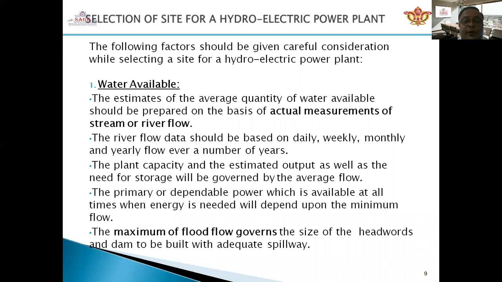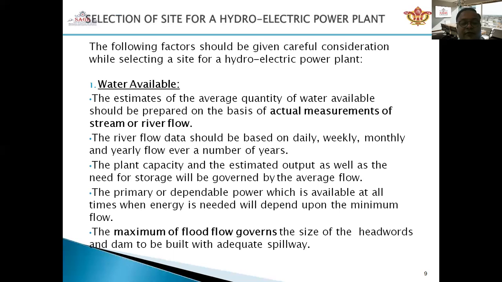Selection of site for a hydroelectric power plant. The following factors should be given careful consideration while selecting a site. First is the water level. An estimate of the average quantity of water should be prepared on the basis of actual measurements of the stream or river flow. The river flow data should be based on daily, weekly, monthly and yearly flow over a number of years. The plant capacity, the estimated output and the need for storage will be governed by the average flow. The primary or dependable power, which is available at all times when energy is needed, will depend upon the minimum flow.